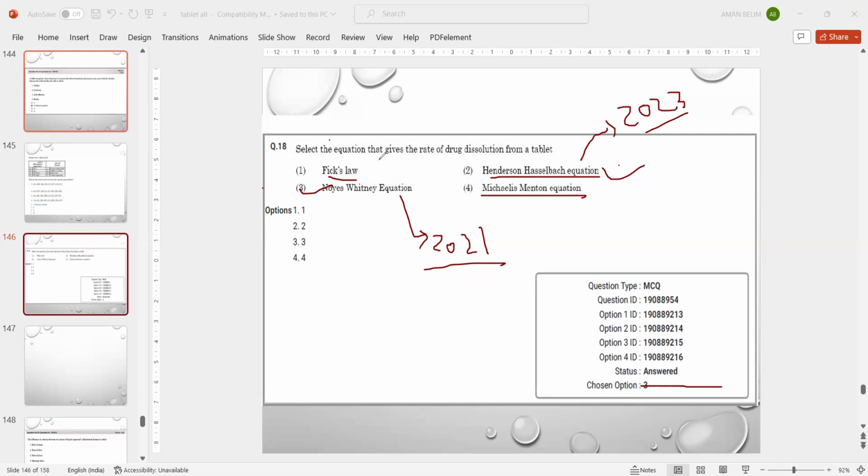What is Fick's first law? Diffusion, yes. And what is the Michaelis-Menten equation for? The Michaelis-Menten equation is for non-linearity. Yes, non-linearity. Yes, very good. Okay, so remember this kind of things. Okay, very important.